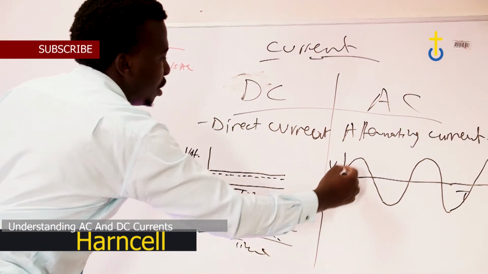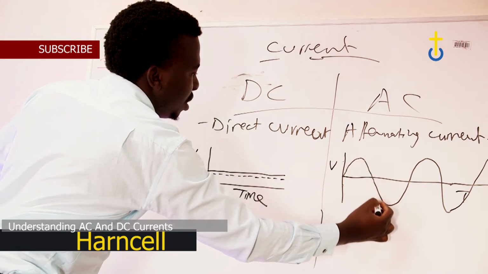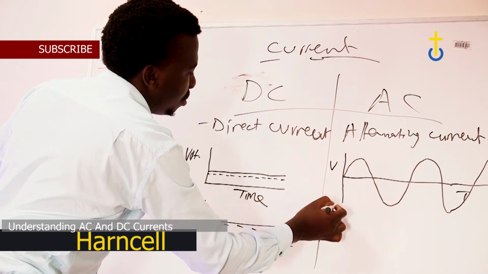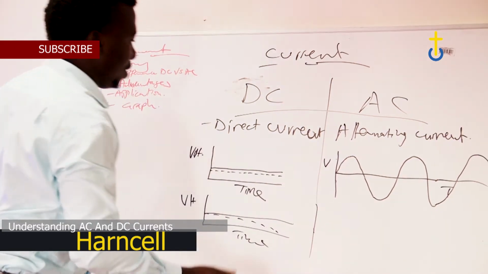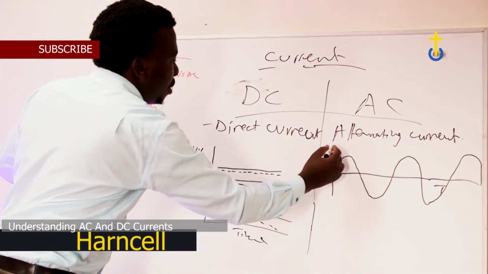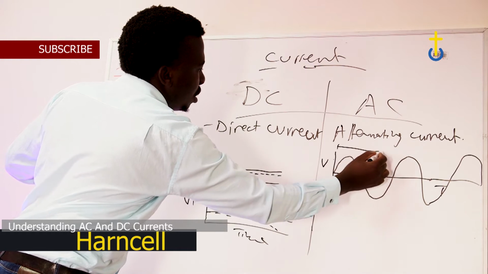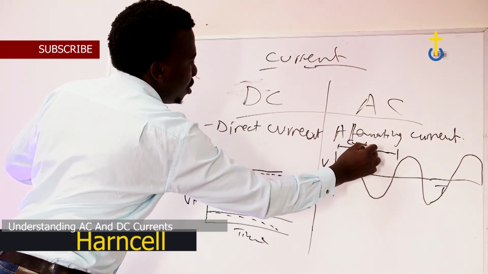So you realize that it is alternating: at one moment it was positive, then it comes negative. You know how a graph is plotted. You know that this is 0, positive, negative. You get? Yeah. So a whole complete alternation like this is called a cycle. Okay?